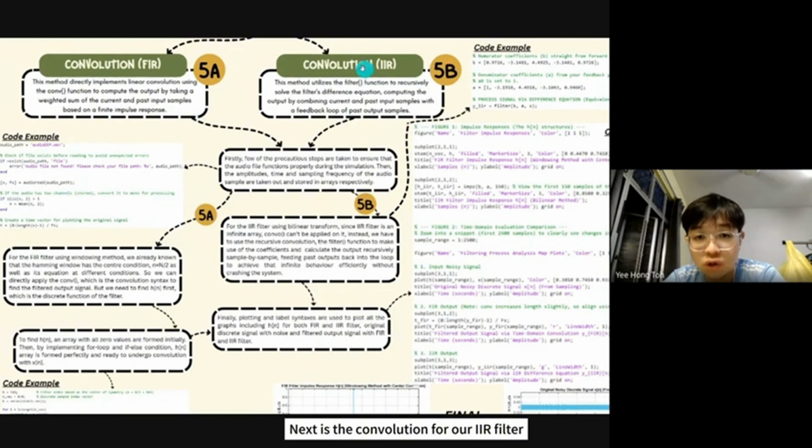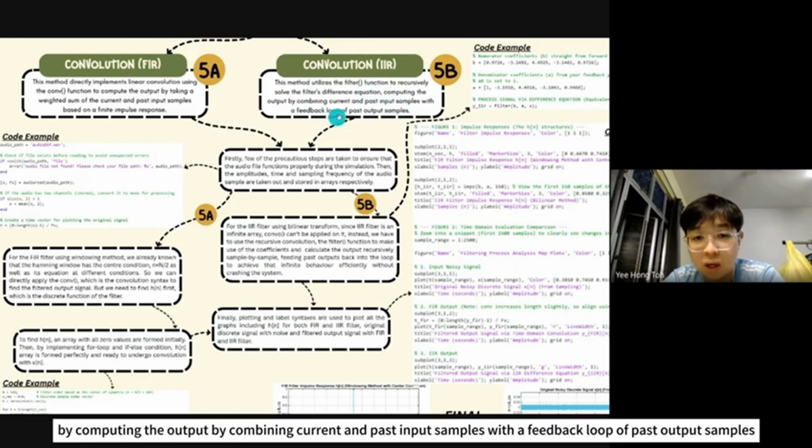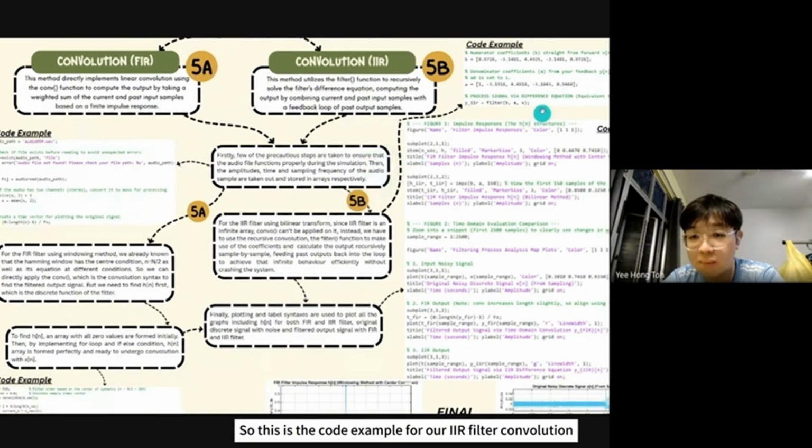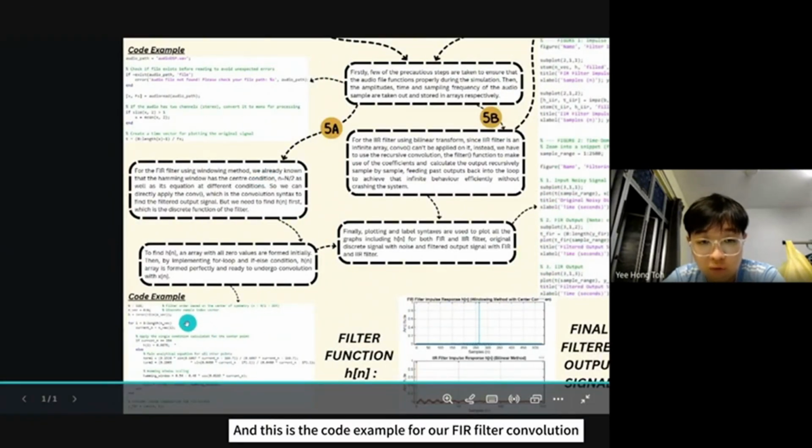The next is the convolution for our IIR filter. Since IIR is an infinite impulse response, we cannot directly apply the convolution function. Instead, we need to use the filter function, which is actually a recursive convolution, computing the output by combining current and past input samples with the feedback loop of past output samples. So this is the example for our IIR filter convolution, and this is the example for our FIR filter convolution.